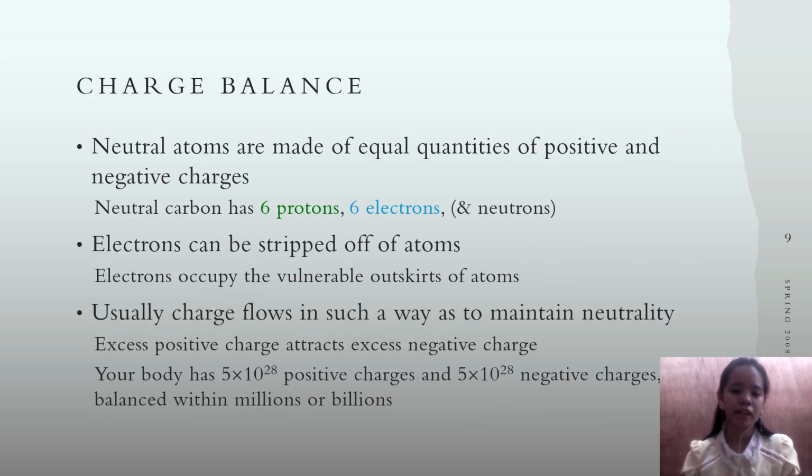So, charge balance. Neutral atoms are made up of equal quantities of positive and negative charges. Neutral carbon has 6 protons, 6 electrons, and 6 neutrons. Electrons can be stripped off of atoms. Electrons occupy the outskirts of atoms. Usually, charge flows in such a way to maintain neutrality. Excess positive charges attract excess negative charges. Your body has 5 times 10 to the power of 28 positive charges and 5 times 10 to the power of 28 negative charges, balanced within a millionth or billionth.